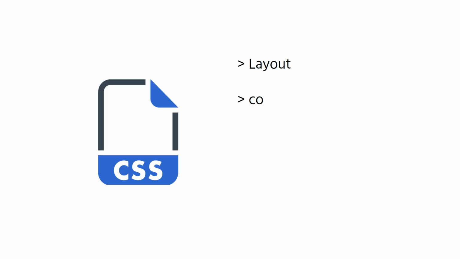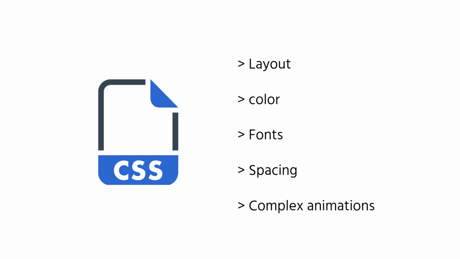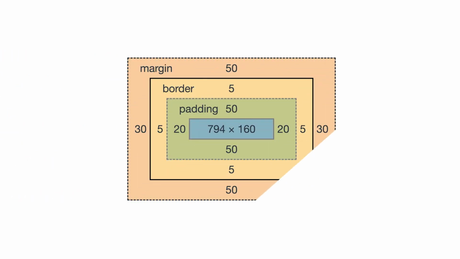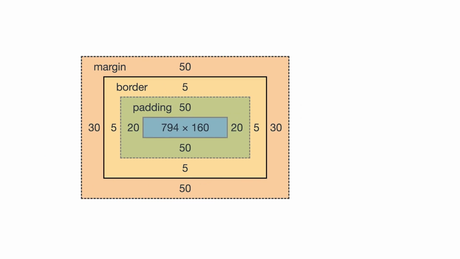On the other hand, CSS is responsible for visually styling these structured HTML elements. It controls layout, color, fonts, spacing, and complex animations. CSS follows a box model concept where each HTML element is treated as a box with properties like padding, borders, and margins that control spacing and alignment.